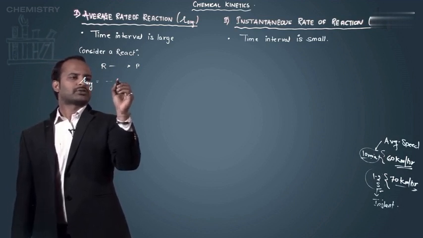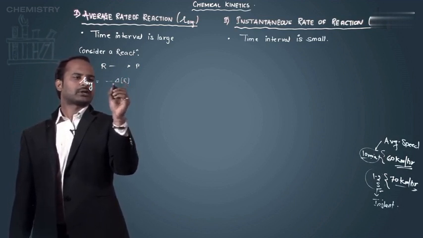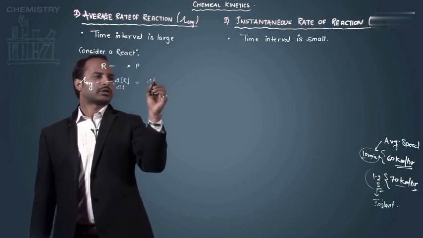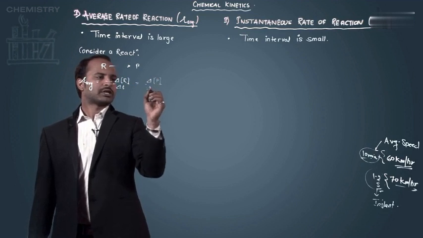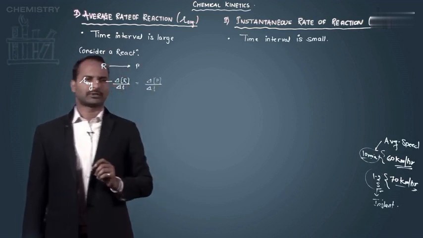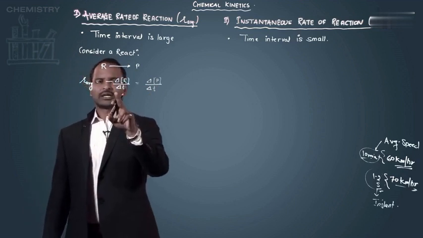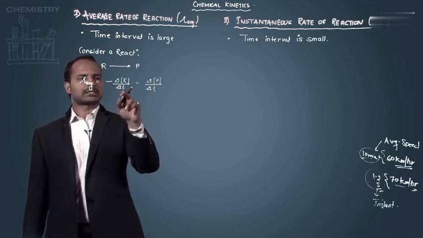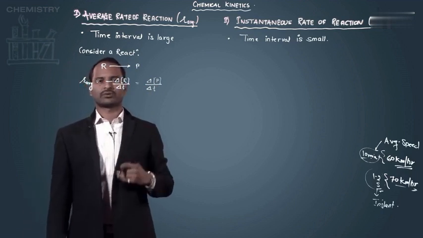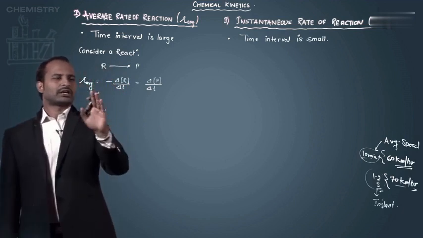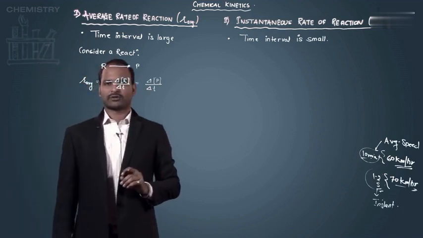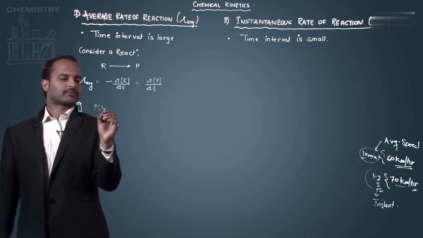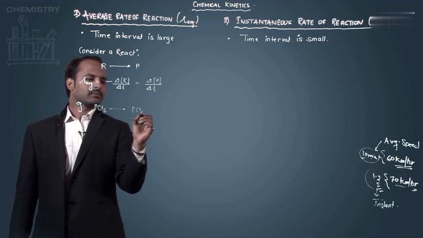The formula as usual: minus delta R upon delta T, that is change in molar concentration of reactant upon time. Or in terms of product, it is going to be delta P upon delta T, that is change in concentration of product upon time interval. As I said, with the reactant you have to use a minus sign, with product there is no minus sign. The minus sign stands for the fact that as time increases, the reactant concentration goes on decreasing. So this is how we write the average rate of reaction. Suppose I am considering an example that PCl5 gives PCl3 plus chlorine.